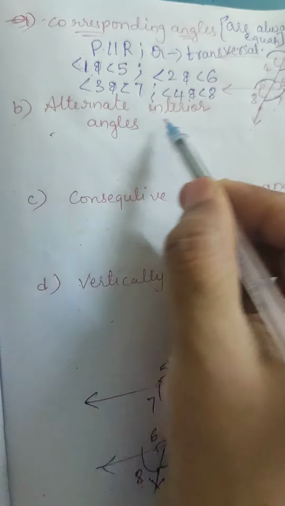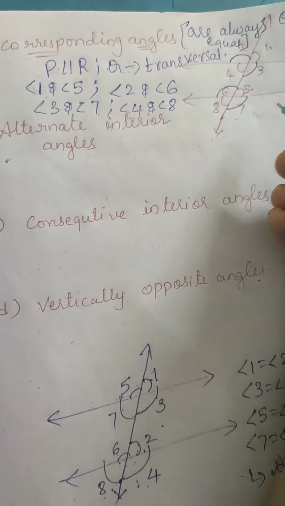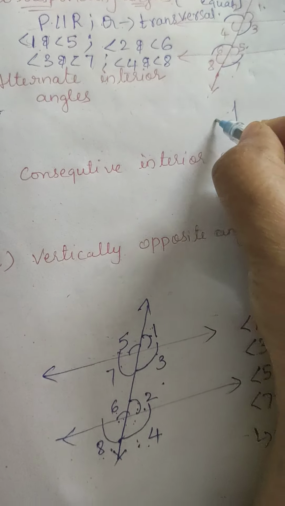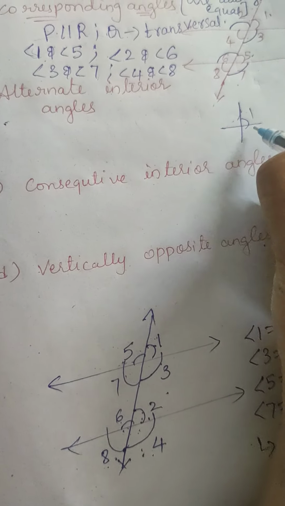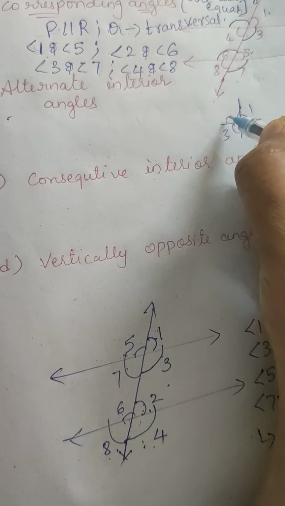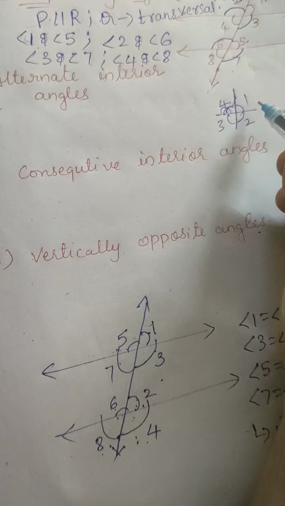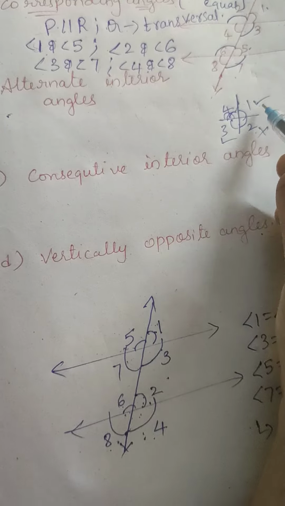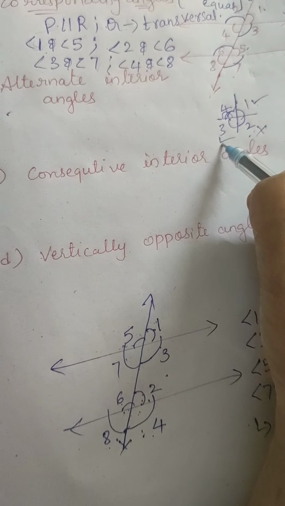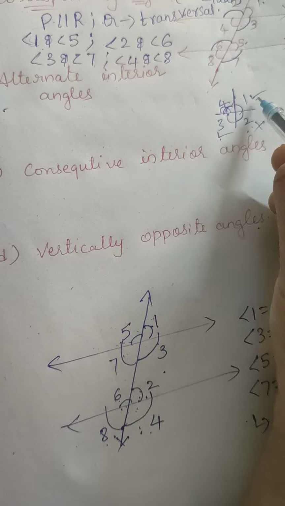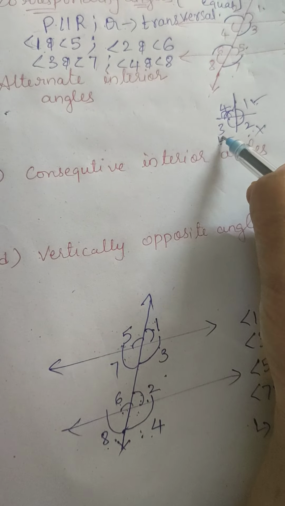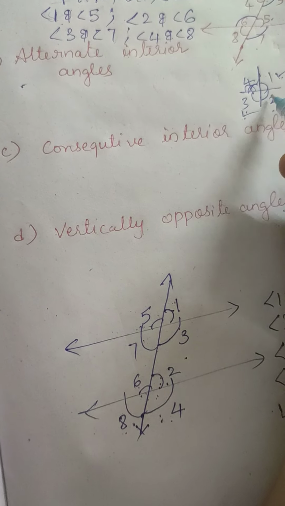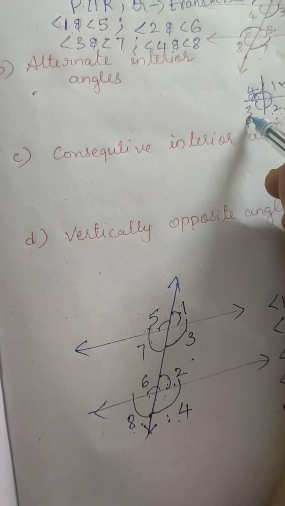Next we can see alternate interior angles. From the name itself, alternate angles. If I take 1, 2, 3, 4, I am taking 1 and not taking 2, and I am taking 3. I am leaving the number in the middle and taking the next one, then we will call that alternate. I am taking 1 and the next alternate number is 3. In the same way for alternate interior angles, I am leaving one and taking the other.